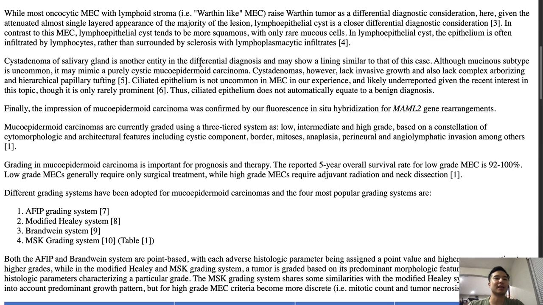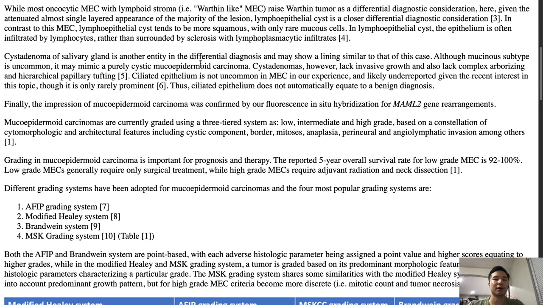While most oncocytic mucoepidermoid carcinomas with lymphoid stroma, like Warthin-like, raise Warthin tumor as a differential diagnostic consideration, here, given the attenuated, almost single-layered appearance of the majority of the lesion, lymphoepithelial cyst is a closer differential diagnostic consideration. In contrast to this mucoepidermoid carcinoma, lymphoepithelial cyst tends to be more squamous with only rare mucus cells. In lymphoepithelial cysts, the epithelium is often infiltrated by lymphocytes rather than surrounded by sclerosis with lymphoplasmacytic infiltrates.